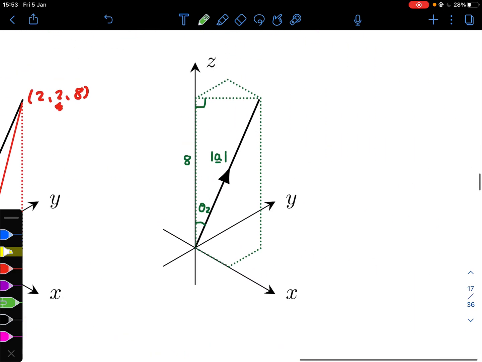And then similar for z, same vector. This time, a line dropped to the z-axis to create the right angle. The angle is there between the vector and the z-axis. We've got 2 there, 2 there, 8 there. But once again, the only value that's useful to us is the 8.